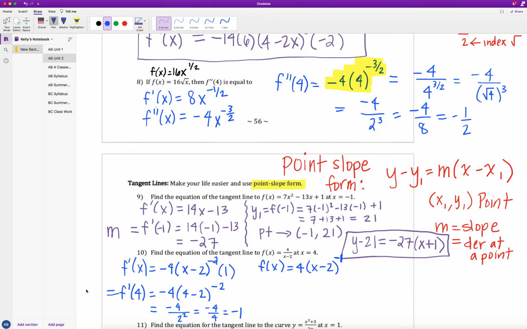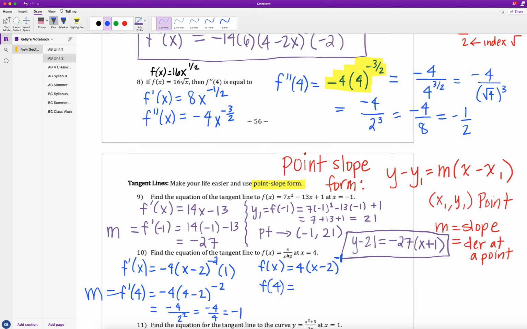This, remember, is representing our slope. That is our m value for our tangent line. I have my slope, I have an x value, but I need a y value. How will we find the y value? To find the y value, we're going to have to plug that 4 into the original function. We could use either of these.